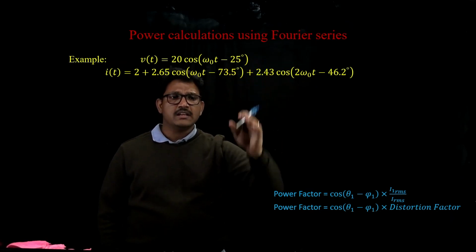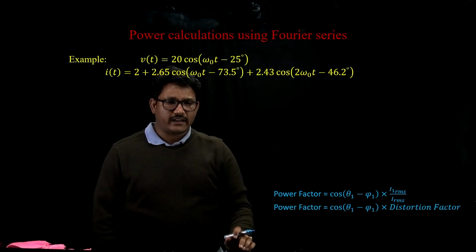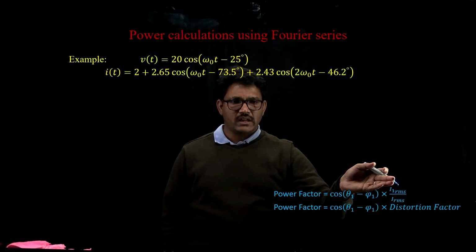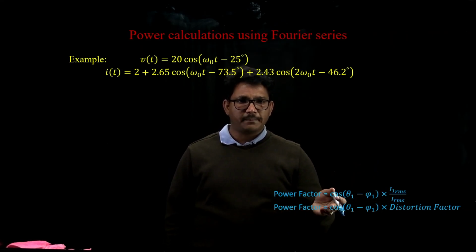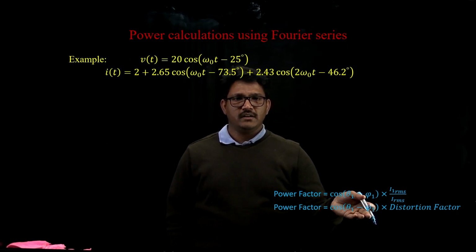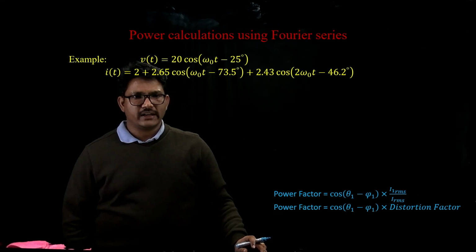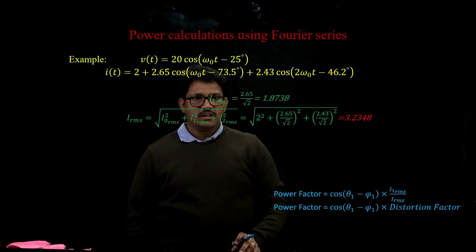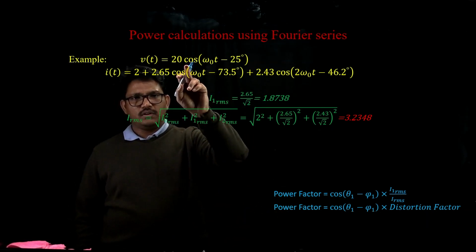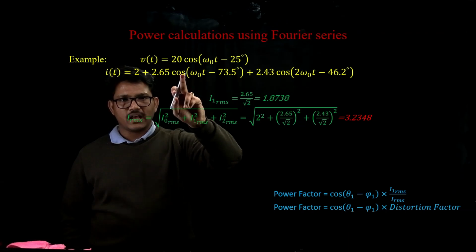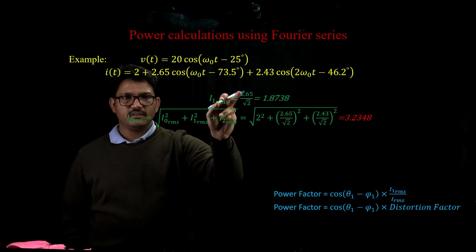Now, if this is the case, then you need to get the distortion factor, and you can see that the expression for the distortion factor is I1 RMS by IRMS. And you can get the power factor as the cos of the phase angle difference between the voltage and current. That power factor we can calculate first. Let's get the value of I1 RMS and IRMS. I1 is the fundamental frequency related current, 2.65 cos omega naught t minus 73.5 degrees. The RMS value of that is 2.65 by root 2.